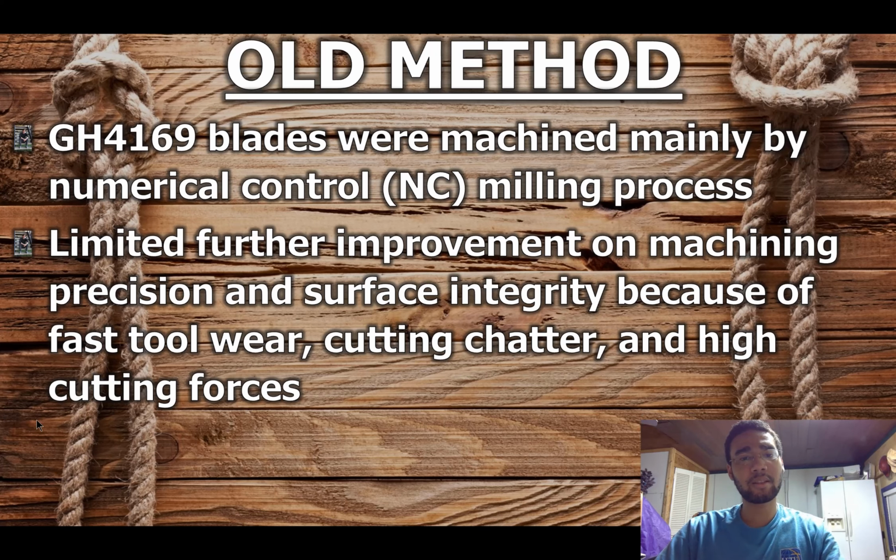So what method were they using to make the blades before? GH4169 blades were machined mainly by numerical control milling process. This process limited further improvement on machining precision and surface integrity because of fast tool wear, cutting chatter, and cutting forces.